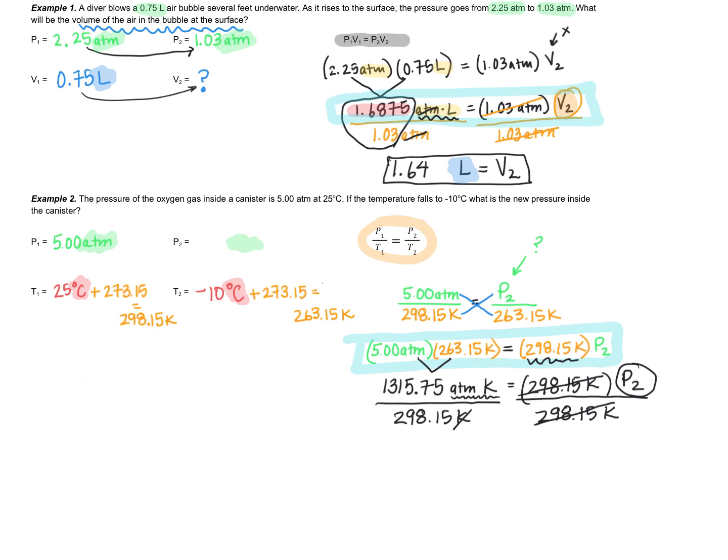On this side, the Kelvin will cancel, and we'll have units of just ATM, which makes sense because we're solving for a pressure. We're trying to find pressure 2. So now we just have to divide these two numbers. And when we round to 2 places after the decimal, we get 4.41 atmospheres, which also makes sense because our temperature went down, and so our pressure had to go down too because they're directly related. Pressure and temperature are directly related.